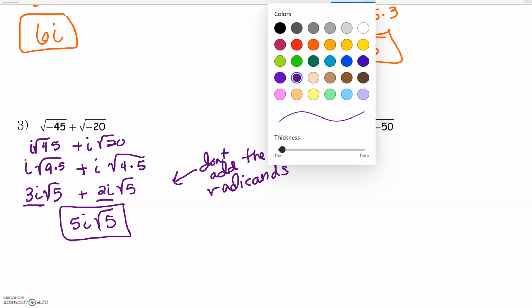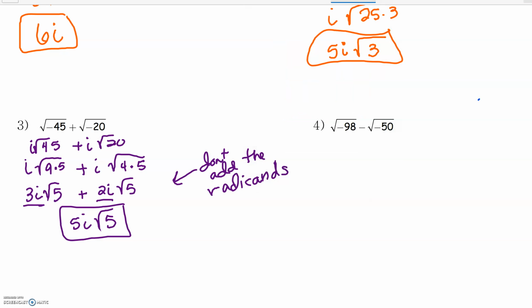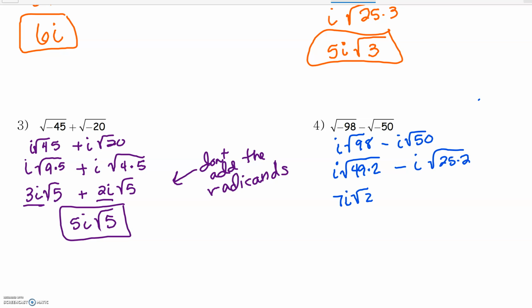So if you want to try number 4 on your own, go for it. If you need some guidance, I will be working through that one now. So first just pull those negatives out, they become i's. Then we're going to break down 98, 49 times 2. And then the 50 we can break down as 25 times 2. And then pull out the perfect squares, so 7i square root 2 minus 5i square root 2. And since they're both square root 2's, we can take the 7i minus the 5i to get 2i radical 2.